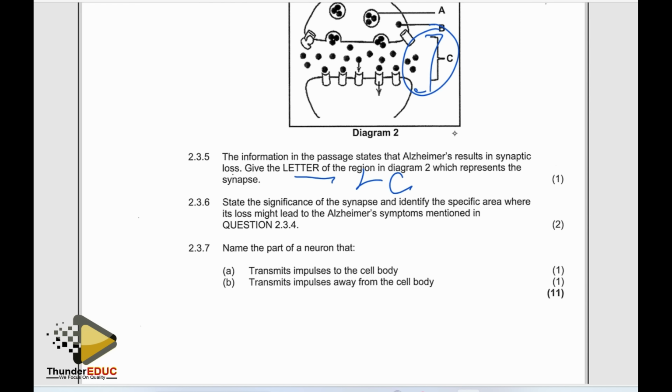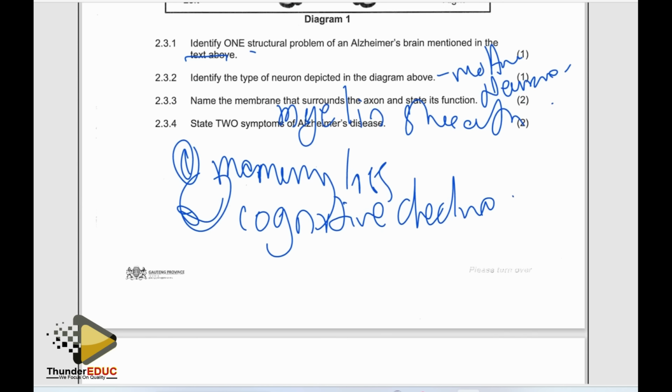Let's state the significance of the synapse. I've been telling you that the function of the synapse is to allow the impulse to move in one direction. Yes, a unidirectional flow of the impulse. And then they're saying to identify the specific area where its loss might lead to the Alzheimer's symptoms mentioned in the question.